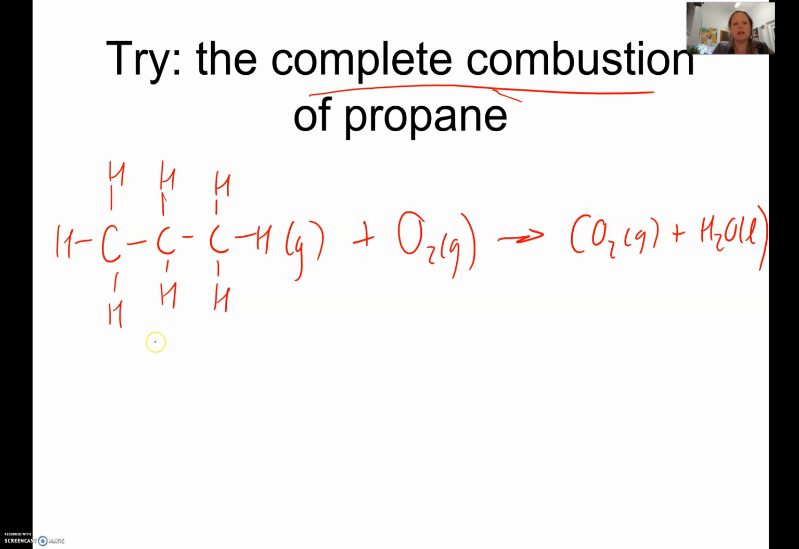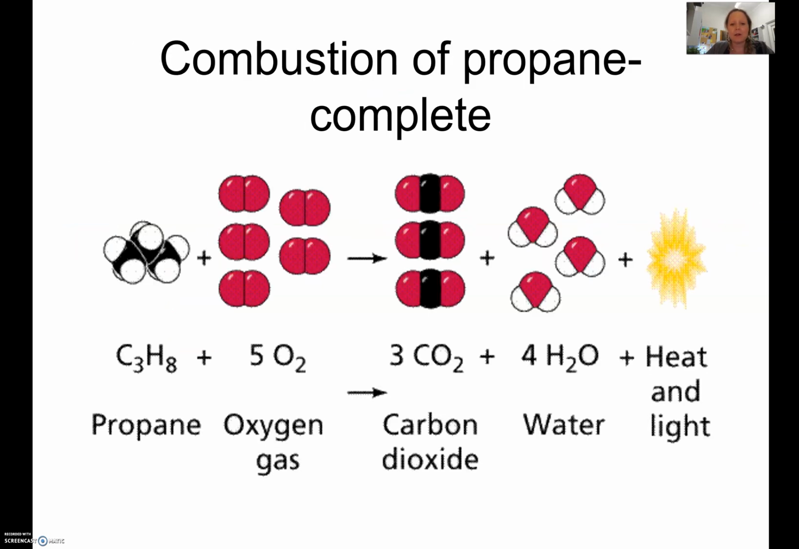The first thing we do is balance the carbons. You've got 3 carbons here, so we need 3 CO2. We now need to balance the hydrogens. You've got 8 hydrogens here, so we need to have 4 waters here. And now we need to balance the oxygens. You've got 3 times 2 makes 6 oxygens, plus 4 times 1, 4, so that's 10 oxygens. Therefore, to make 10, we're going to have to do 5 O2 on this side, and that is your balanced equation for the complete combustion of propane. At the end of the lesson, we're going to do something fun, combusting propane. Okay, so that's what we got.